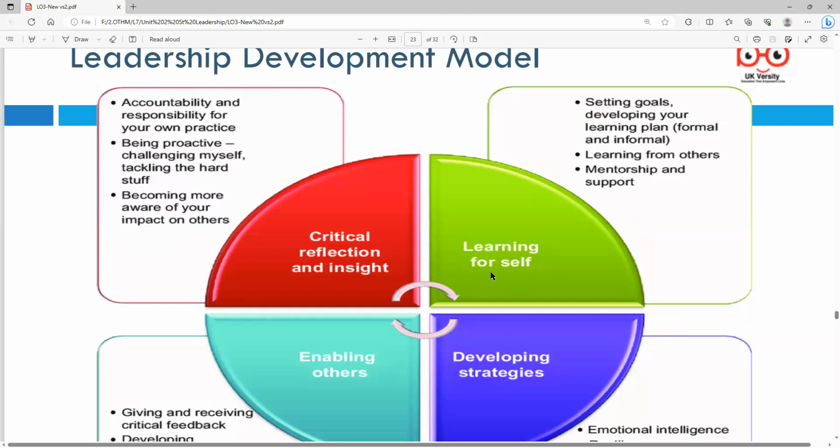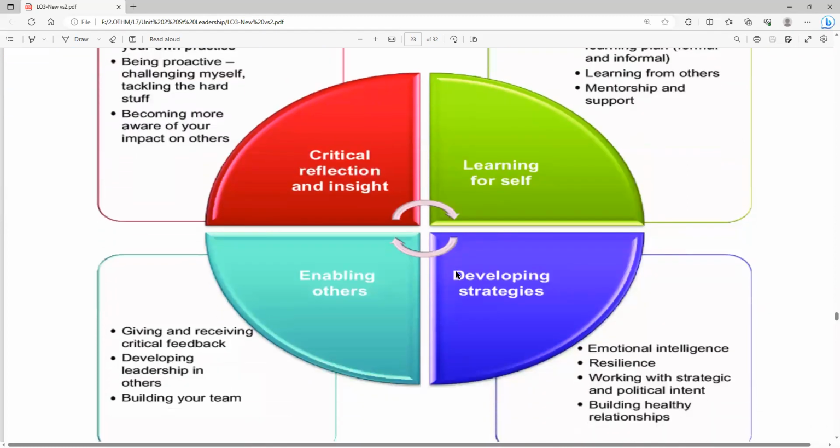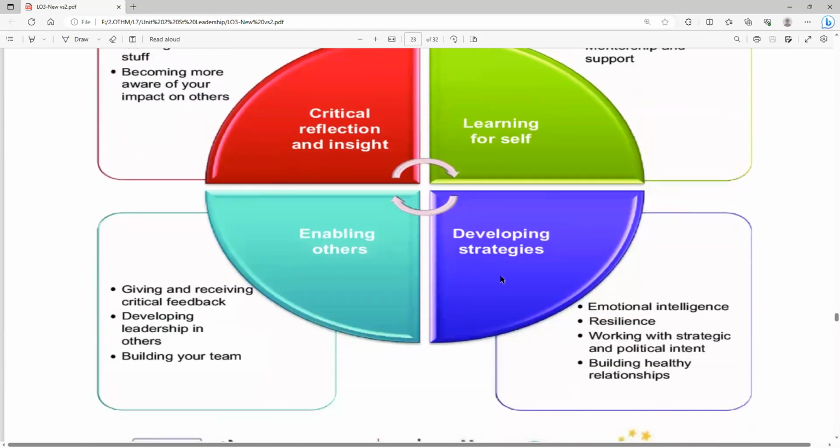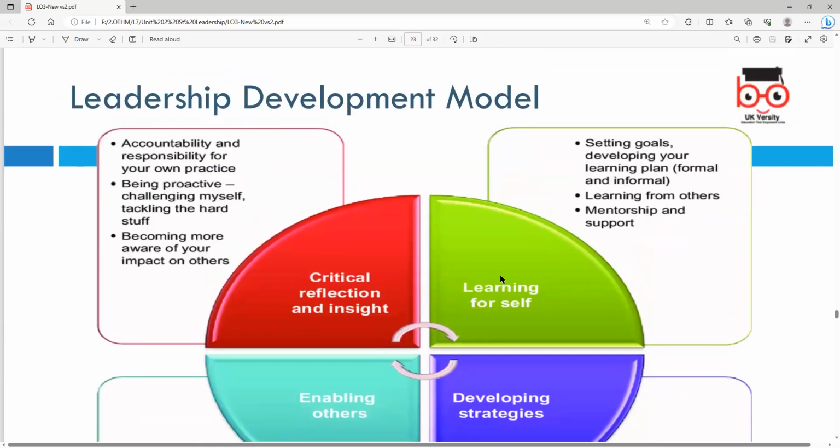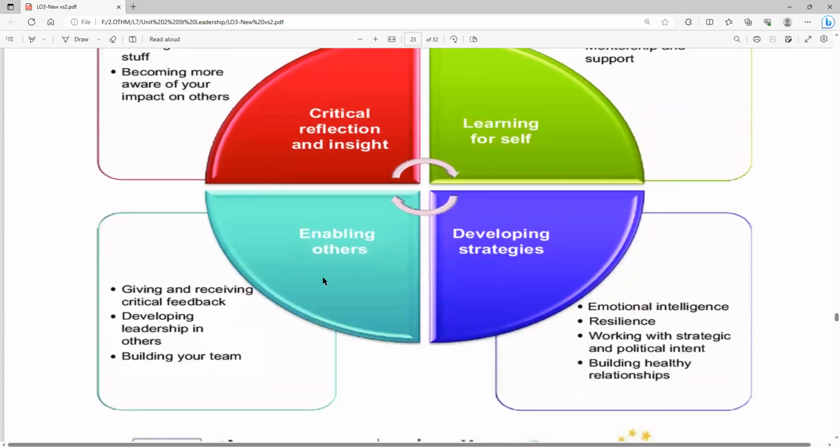You can become better in terms of developing strategies, for example, working with strategic and political intent, building up healthy relationships, or developing emotional intelligence, looking at different types of strategies you can use to develop leadership. Or you can enable others. For example, you can enable others to build up your team, or develop leadership in others, right? You can coach others, for example, or give and receive feedback.